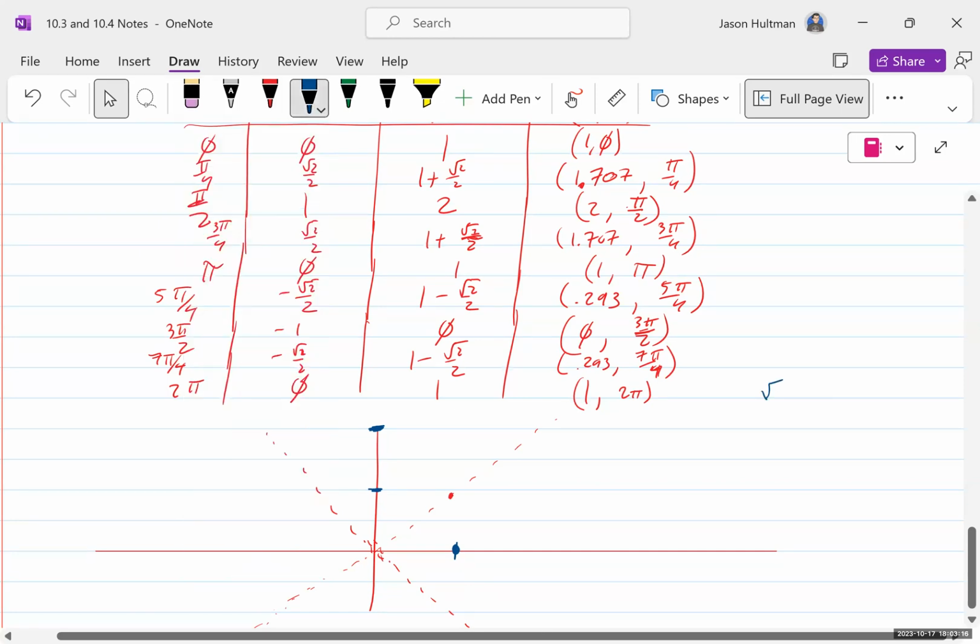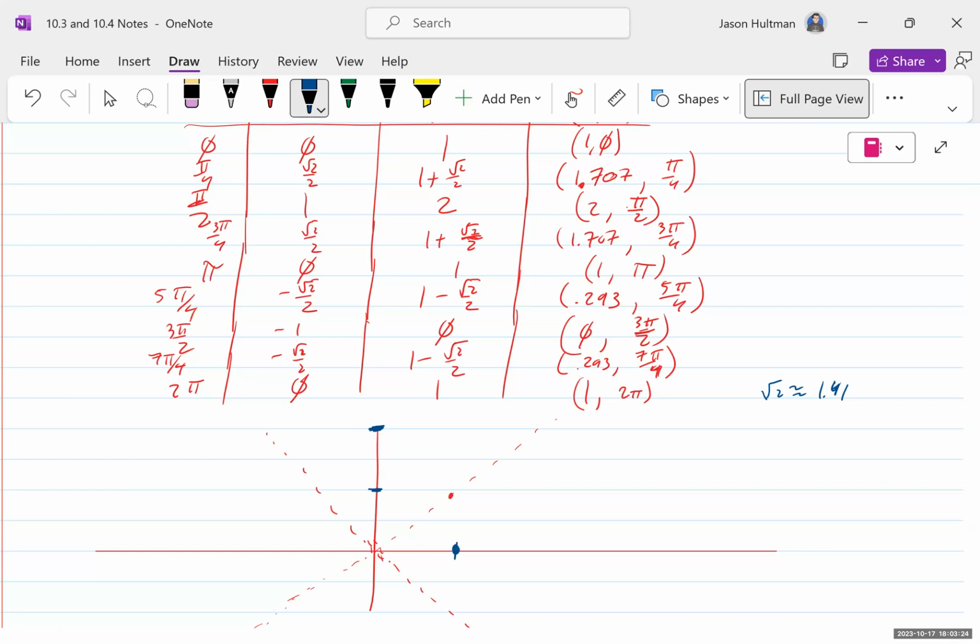Again, radical 2 is approximately 1.41, if you're doing it on your calculator. I'm 1.7, so I'm a little bit further out than radical 2. And how did I get radical 2? I just triangulated this 1 by 1 box. The diagonal of a 1 by 1 box is radical 2. So this red point is radical 2.